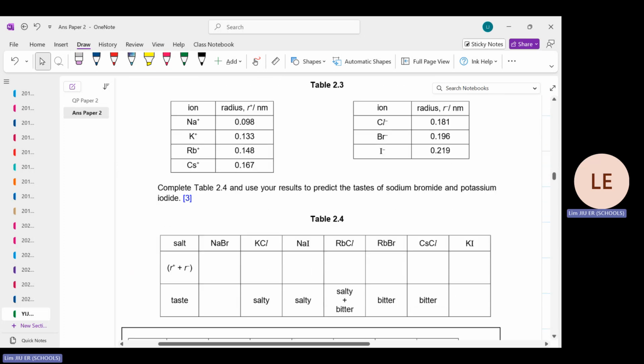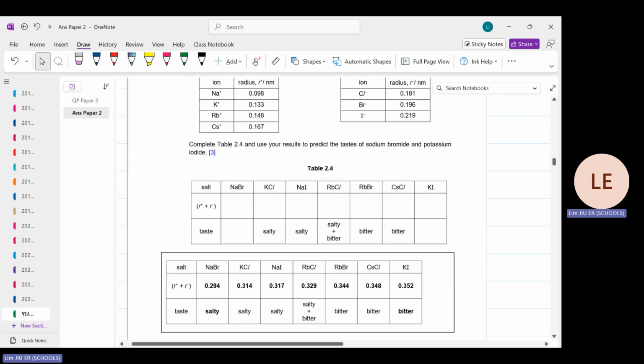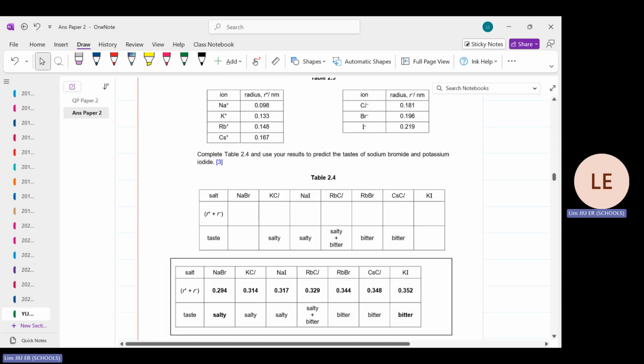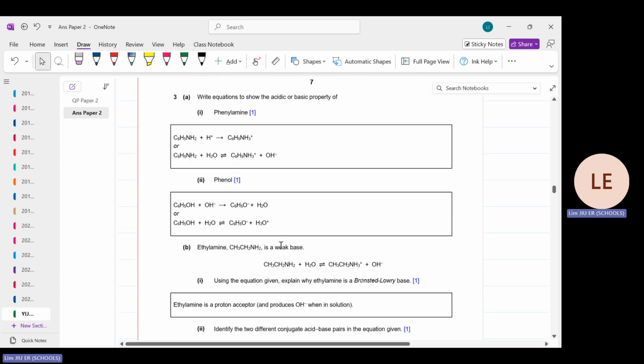For question 3, to be honest, I am very surprised that they actually give you 3 marks for this. This 3 marks is easy to get, right? Just plug in all the values. Just to check, do you know how to get the salty and the bitter or not? Anyone got a problem with this? Don't have, okay. So you all know how to get the salty and the bitter.